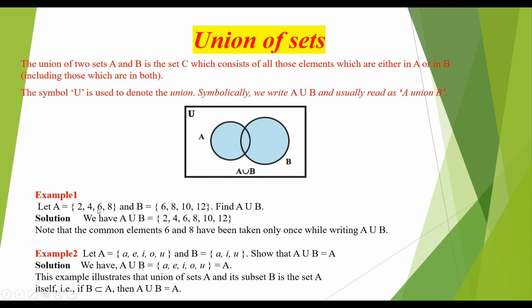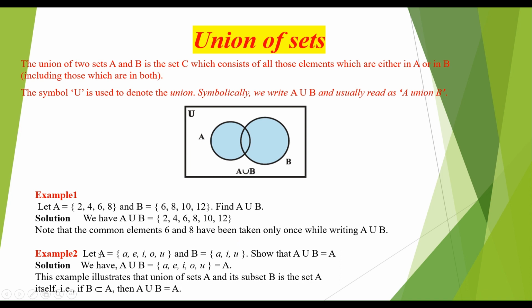Here both 6 and 8 have been taken only once, because they are present in both A and B. So as they are present in A and B, we don't need to write them two times. We can write the common elements only one time. Then we can say A union B is equal to 2, 4, 6, 8, 10, and 12. Let's see another example.